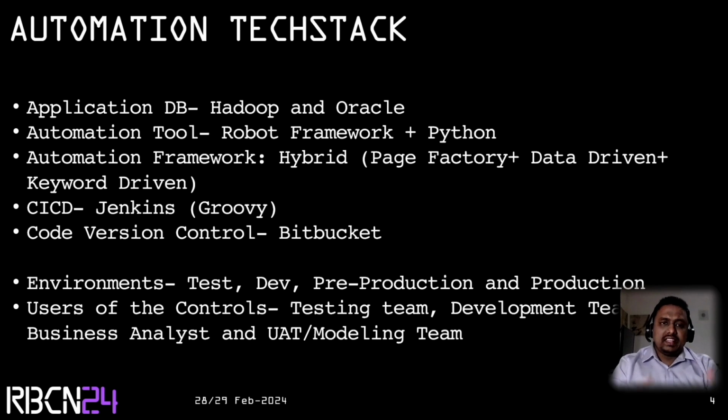The environments where these controls were run were test, dev, pre-production, and production, and it depends on the users who run the controls. Although it was originally built to serve the UAT and the modeling teams to run it in production, during the course of time, it was expanded to the other systems as well. For example, the testing team runs it in the test environment for unit testing. The development team runs it in the development environment for sanity checks to see whether the code is not breaking any of the existing functionality, more like a regression kind. Then we have the IT analysts running these controls on the pre-production environment or the production environment to check the actual correctness of their particular feature.